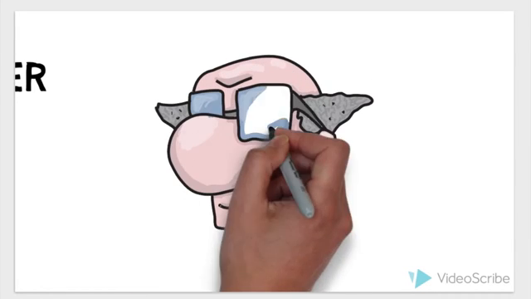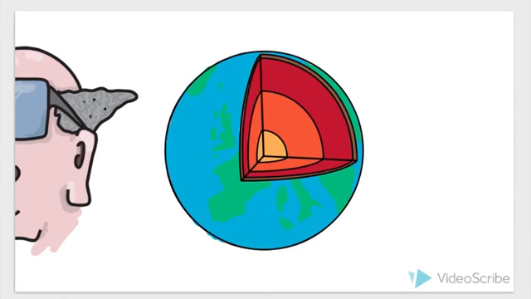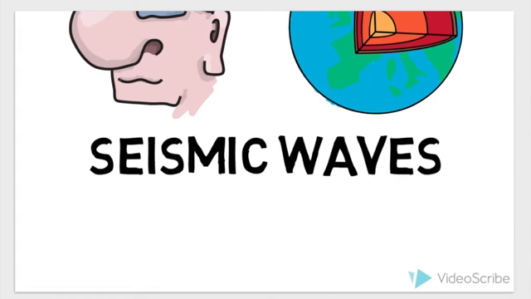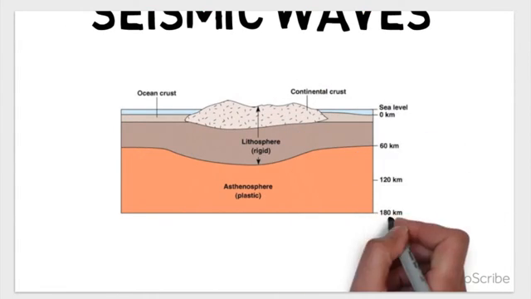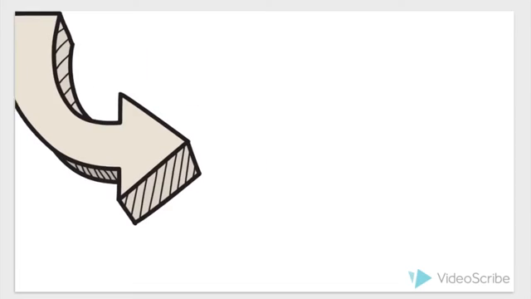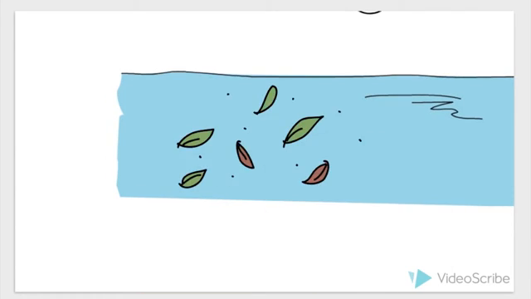Recently, scientists have been able to study the Earth's interiors using seismic waves, allowing us to see the changes that occur within the Earth. This layer here is called the asthenosphere. It undergoes convection currents due to its plastic-like state and extreme temperature. It's sort of like how leaves in a pond move with the current of the water.